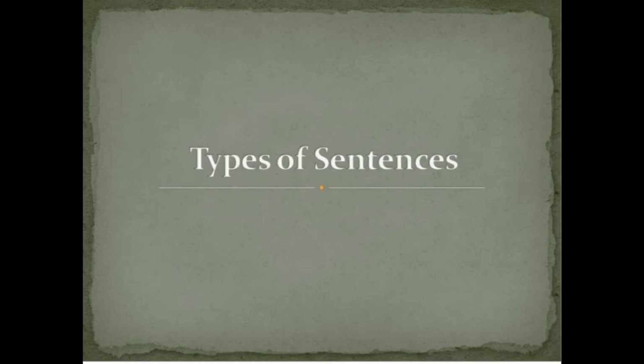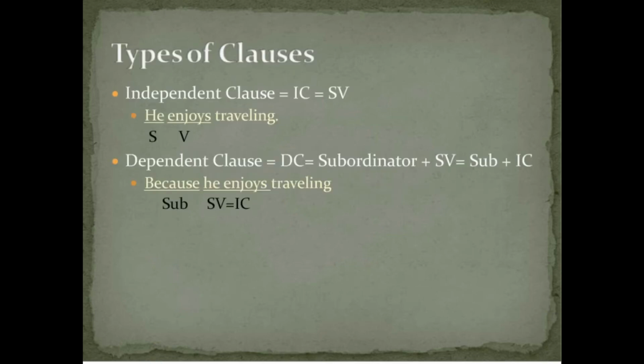Types of sentences. Before we talk about sentences, let's talk about types of clauses, because it requires at least one clause to make a sentence. There are two types of clauses. Independent clause. An independent clause, or IC, is a subject and a verb. It contains at least one subject and one verb. For example, he enjoys traveling. He is the subject, enjoys is the verb.